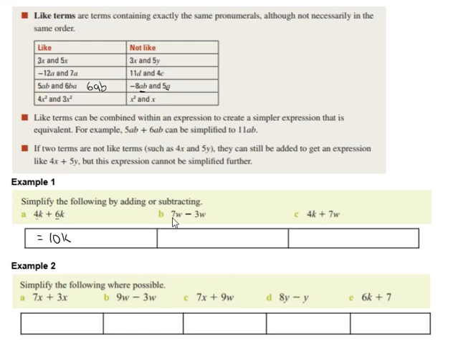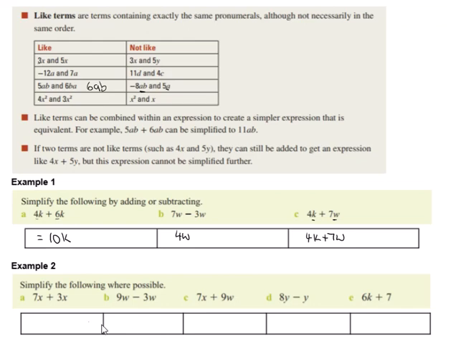Part B, 7w minus 3w. Well, if I have 7w sitting there, and I take 3 w's away, how many am I left with? I'm left with 4w. And finally, 4k plus 7w. Well, hang on a minute. They aren't the same. We've got a k and a w. So how do we write our answer? We just write out the question again: 4k plus 7w. You can't simplify it.